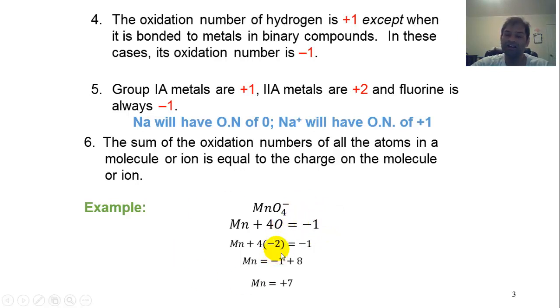So we know that oxygen will have an oxidation number of -2. Remember, 99% of the time oxygen will have a charge of -2. So doing that math here, 4 times -2 is -8. We'll take it to the other side. So -1 plus 8 is +7. In the permanganate ion, MnO4-, manganese has a charge of +7.